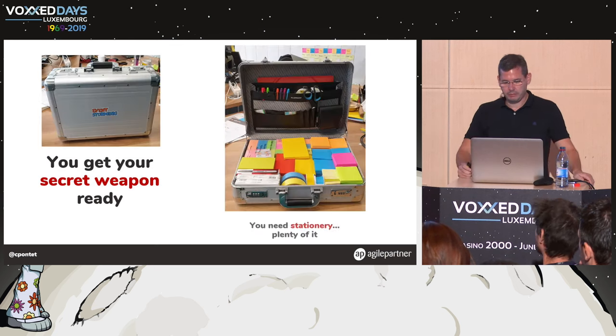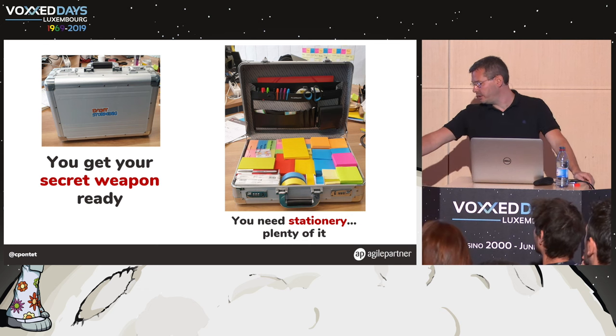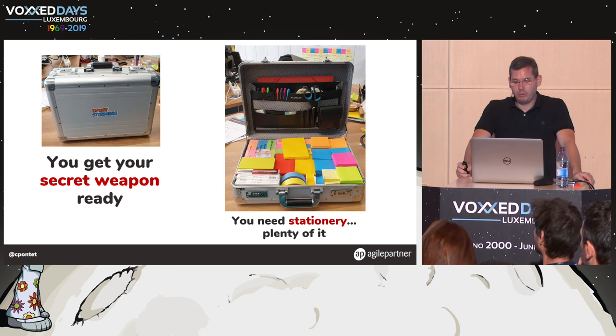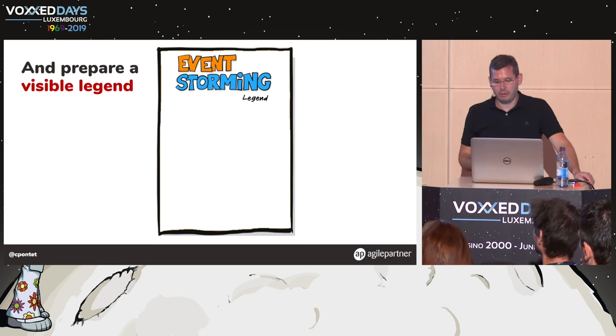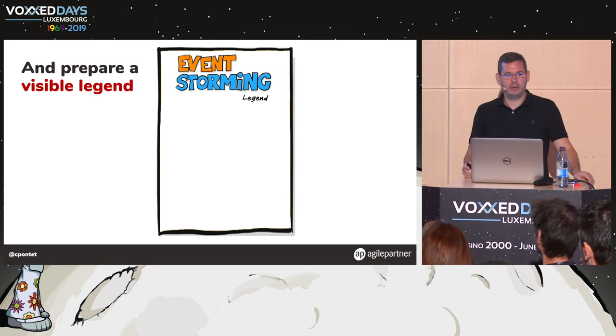And then you have your secret weapon. It's over there, if you want to take a look. You have all your post-its and your markers and all the gear that you need to actually run an event storming. And last but not least, you prepare a visible legend. That's very important. It will be incrementally populated along the way, and it's going to be the reference for your session.